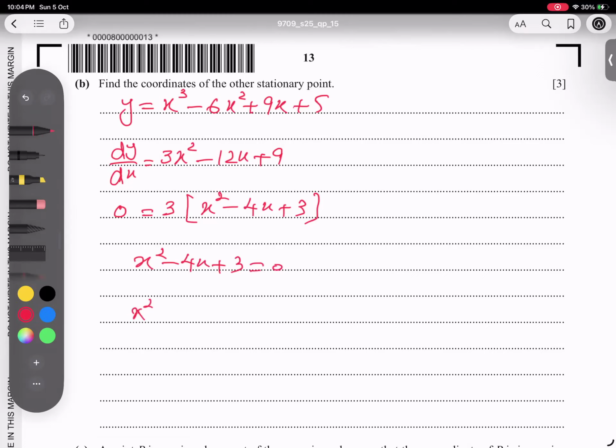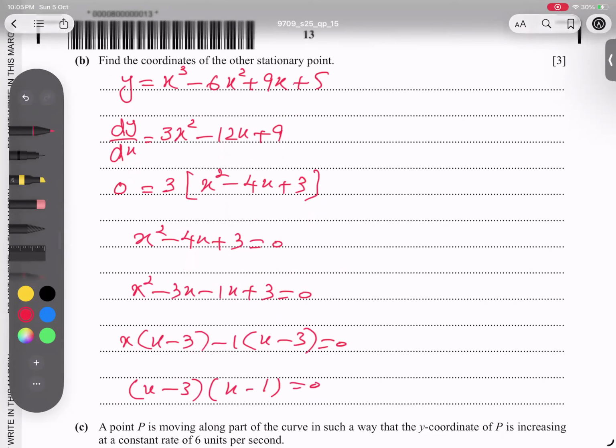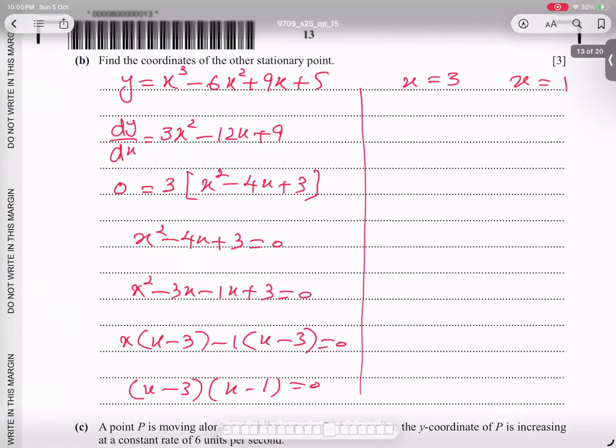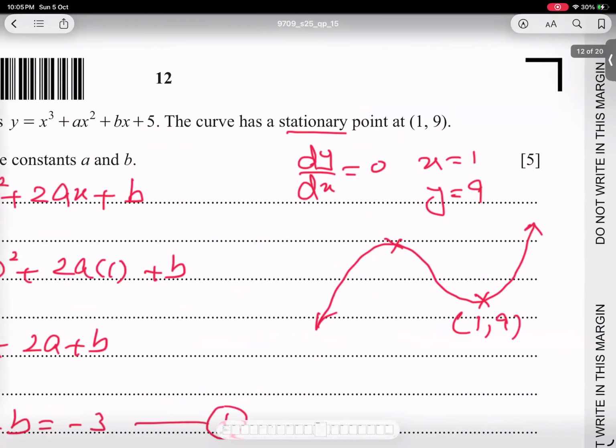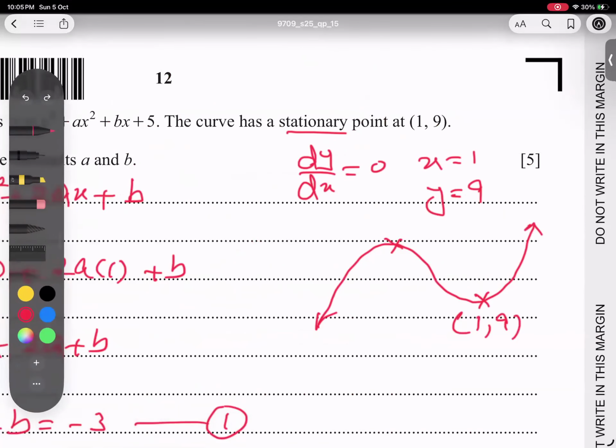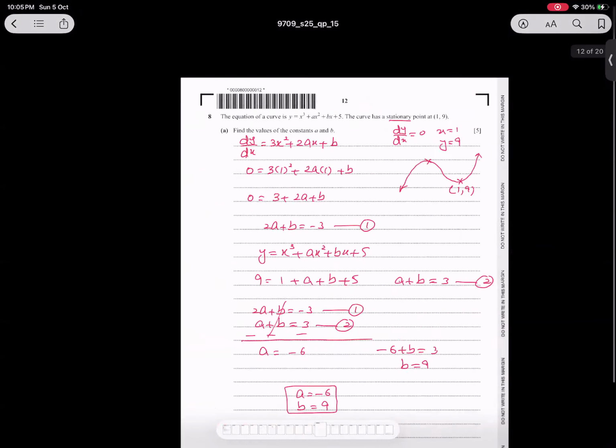Factorization: 3 1s are 3. So x common, x minus 3. You can use factorization or the quadratic formula. I'm getting 2 answers. One x value is 3 and one value is 1. If you go back and check, in the previous page we already have 1 available. So 1, I will not take it. I will take the other one.